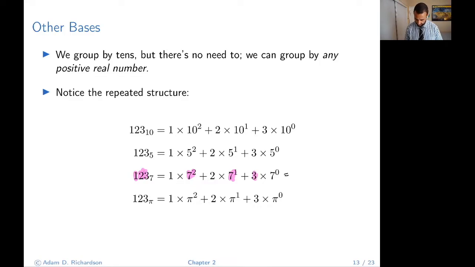So let's see what we get. 49 plus 14 plus 3. Is that right? I think that's right. So what do we get here? That's 49 plus 17. That's 59 plus 7. That's 66 in base 10. So there you go.